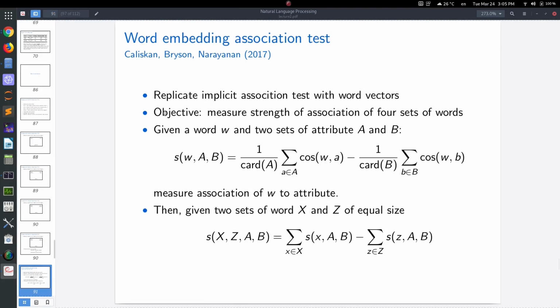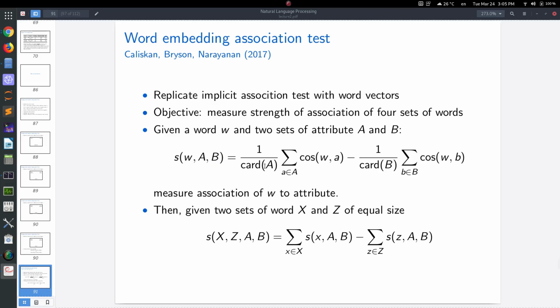So here, to measure the strength of association, suppose we have a word W and we have a set of features A and a set of features B, and we need to see if there is a difference in the association of the word W to the set A or set B. So if the words in set A and set B have, let's say, on average the same distance from W, then we have a value of 0.